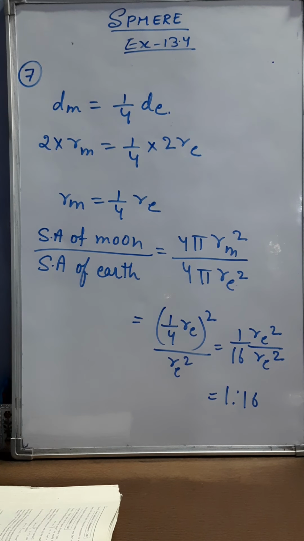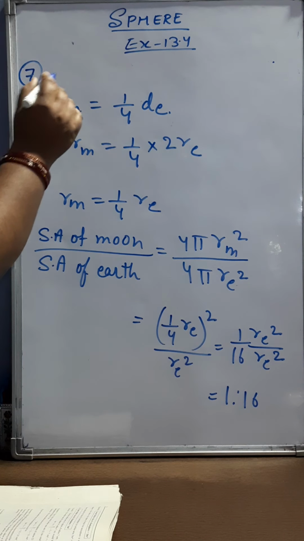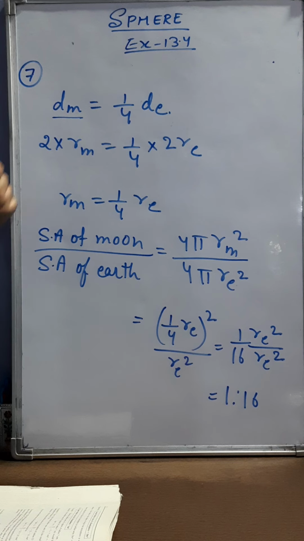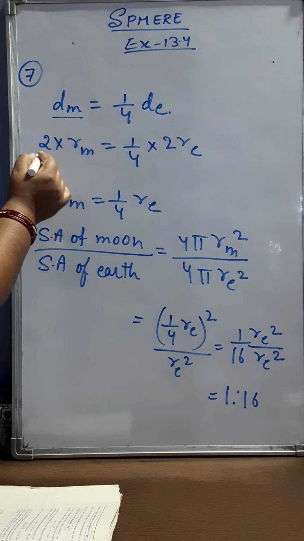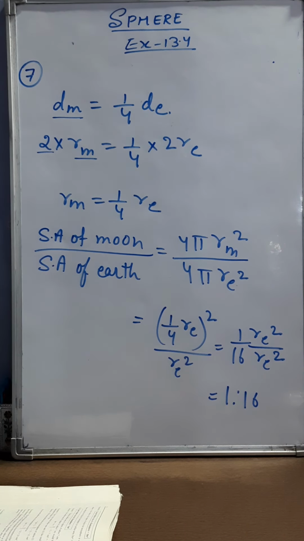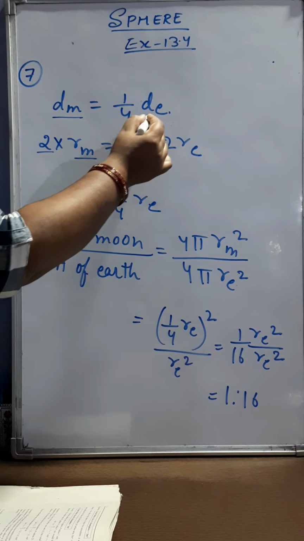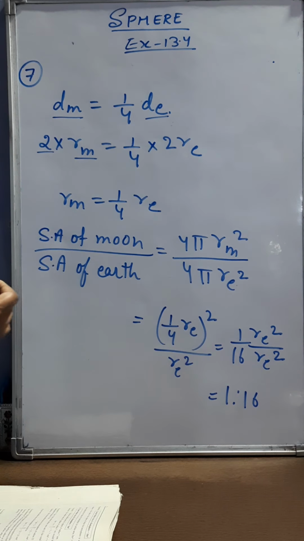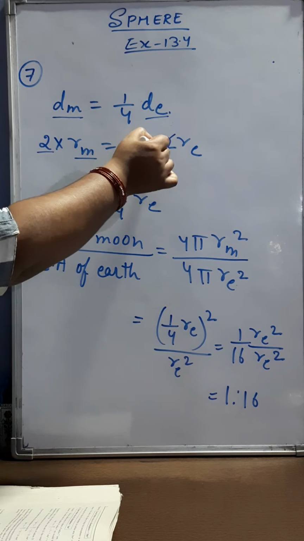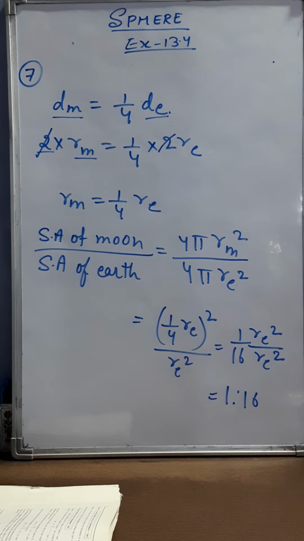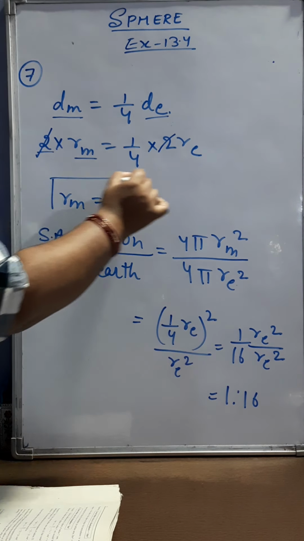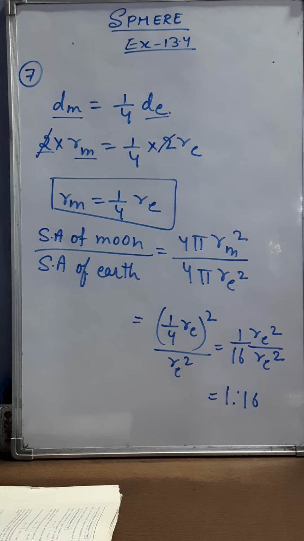Question number 7 says, the diameter of the moon is approximately 1/4 of the diameter of the earth. The question is to find the ratio of their surface areas. According to the question, the diameter of the moon is 1/4 of the diameter of the earth. So the diameter of the moon can be written as twice the radius of the moon, is equal to 1/4 of the diameter of the earth, which can be written as twice the radius of the earth. This 2 can get cancelled from both sides. We are left with the radius of the moon is equal to 1/4 of the radius of the earth.